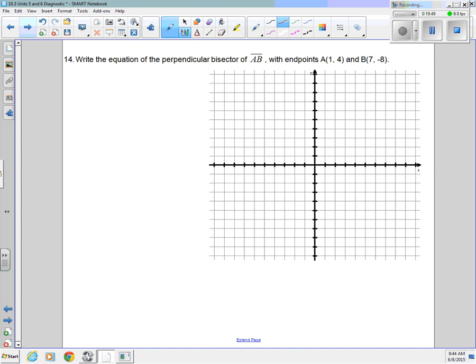We want to write the equation of the perpendicular bisector of AB. A has the coordinates (1, 4). So here's A. And B is (7, negative 8). 3, 4, 5, 6, 7. 1, 2, 3, 4, 5, 6, 7, 8. There's B. I want to find the perpendicular bisector of this line. Okay? So what does perpendicular mean? Well, perpendicular means we have 90-degree angles and we have negative reciprocal slopes.